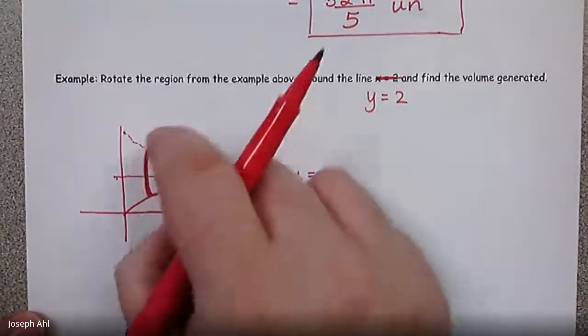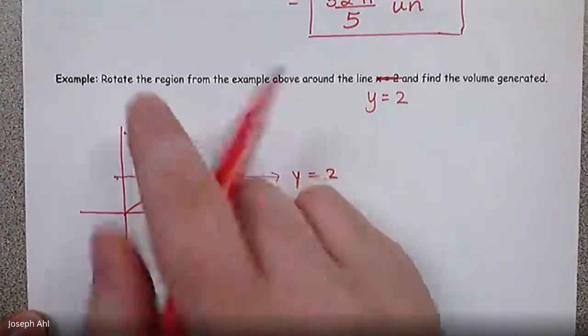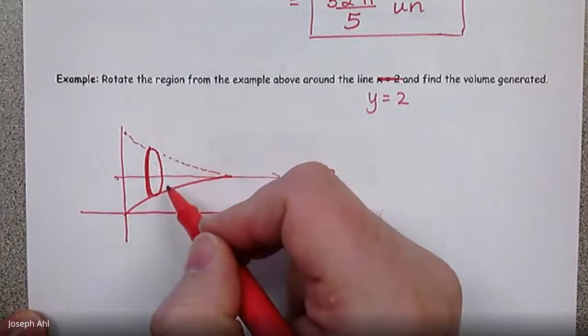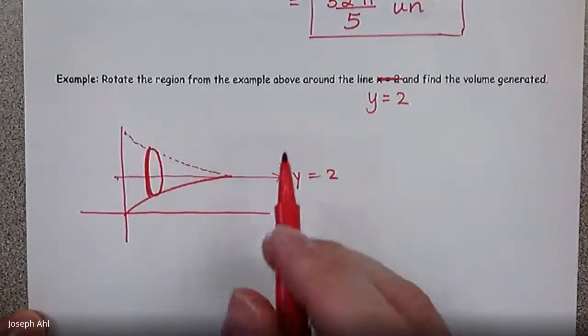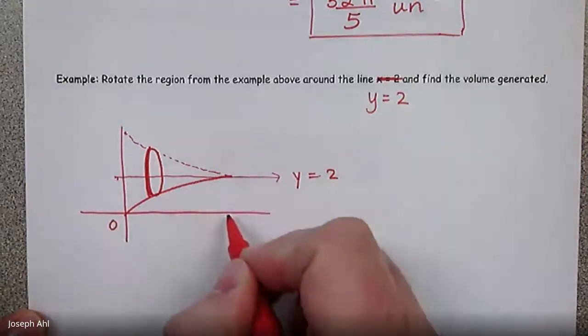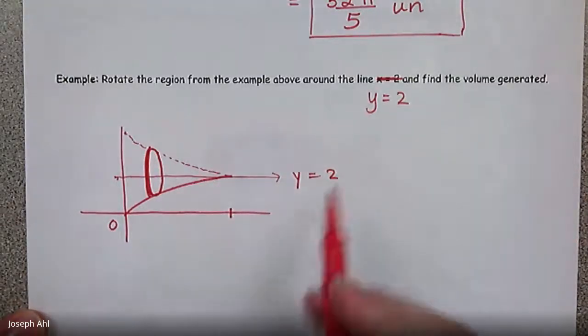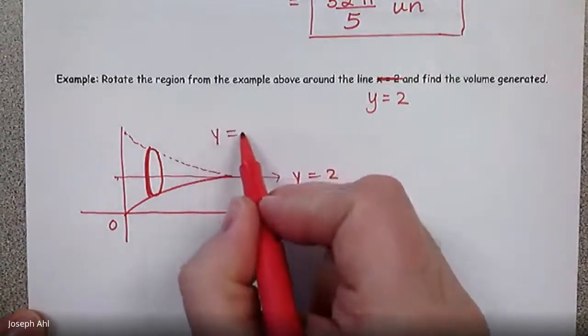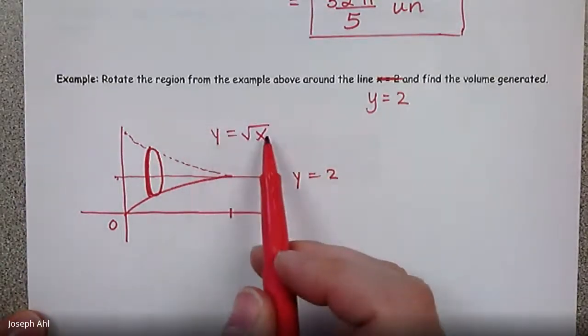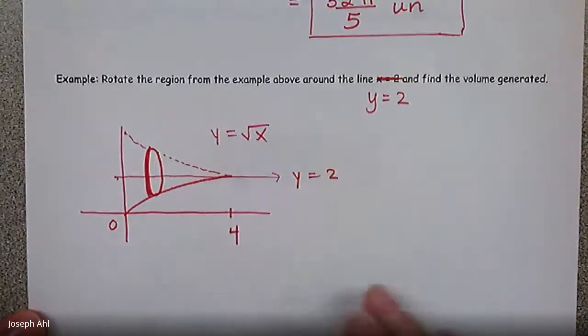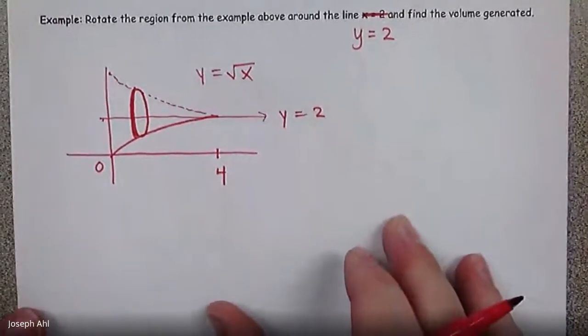Because of the way that I'm drawing the disk here, because the disk is vertical in this case, because we're swinging around a horizontal line, we're going to integrate with respect to X in this example. So the bounds for the integration are going to be from 0 to, well, remember this is Y equals radical X. So if Y is 2, then X would have to be 4. So the bounds for integration are from 0 to 4.